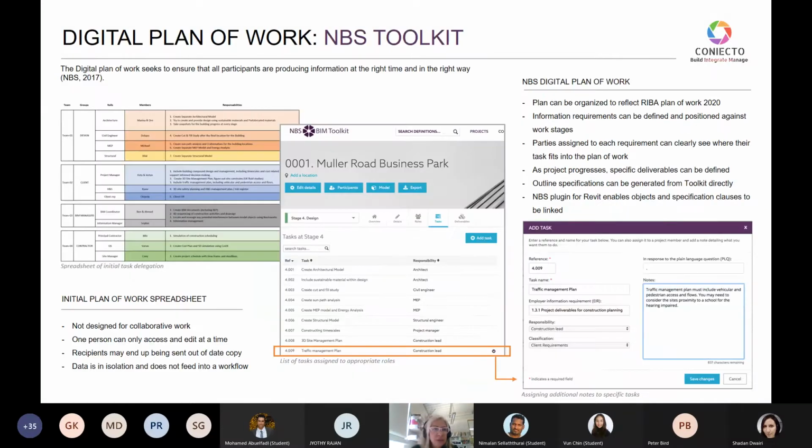We move on, and they are talking about the digital plan of work. So the MBS toolkit, very good references being used. We can see some of the references having used an in-text reference. I think that is a very good practice. Please do that.